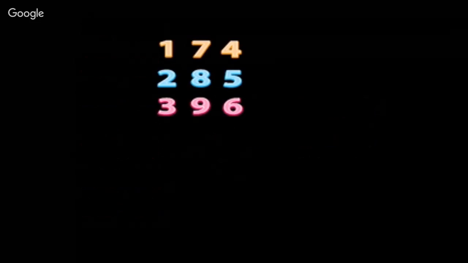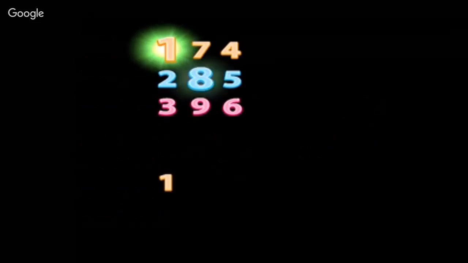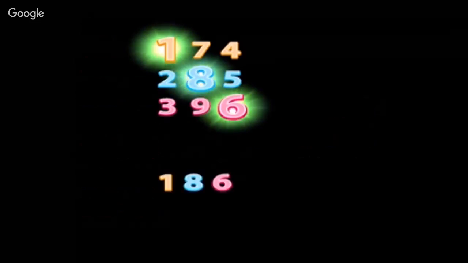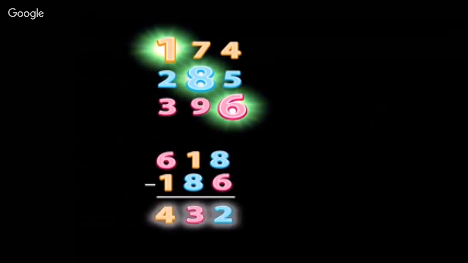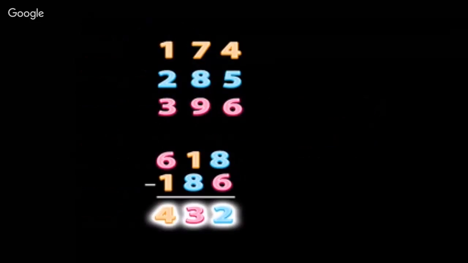series of matrices. And in this graphic, you see a 1, 7, and a 4 over the 2, 8, and a 5, and then over the 3, 9, and the 6. So I went 1, 8, 6, and then subtracted that from its shifted pair of 6, 18, and that gave me 432, which I thought was pretty interesting, so I kept on.